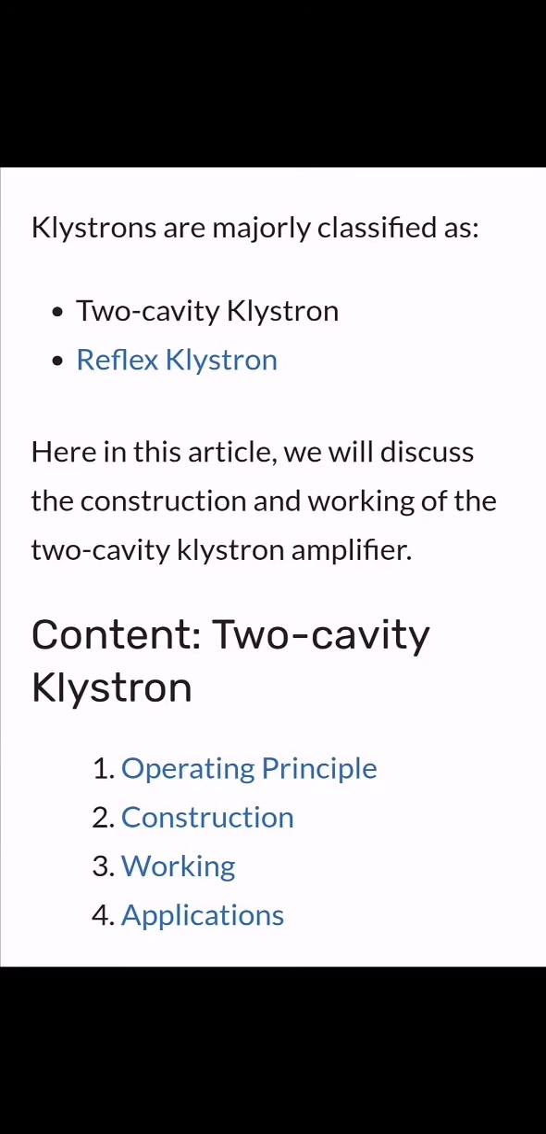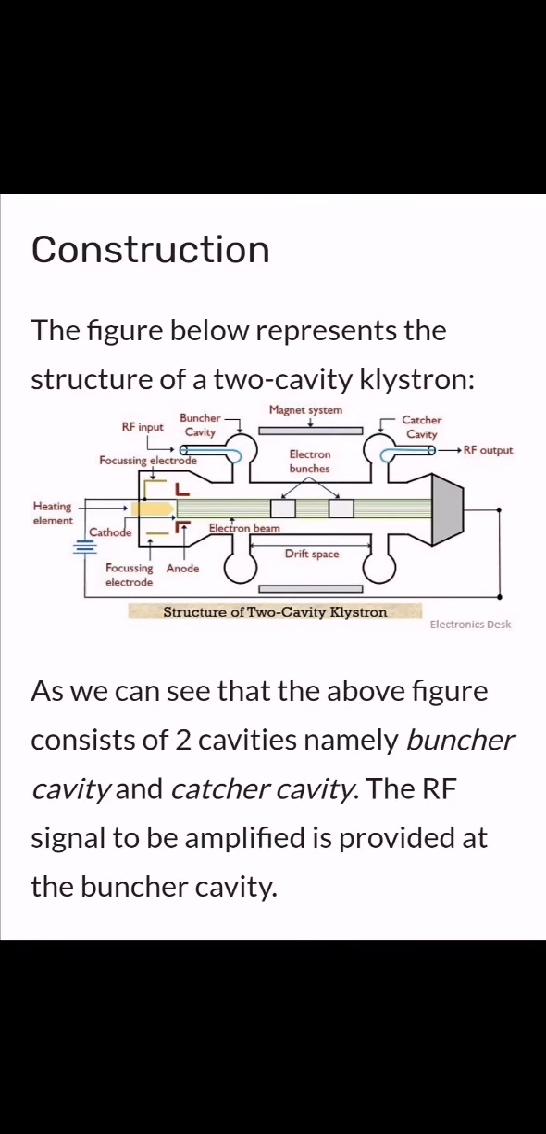Klystrons are majorly classified as two-cavity klystrons and reflex klystrons. Here in this lecture we will discuss the construction and working of the two-cavity klystron amplifier. First we will discuss the construction, then the operating principle, then the working, and at the end we will discuss the applications of the two-cavity klystron amplifier. So first let's discuss the construction.